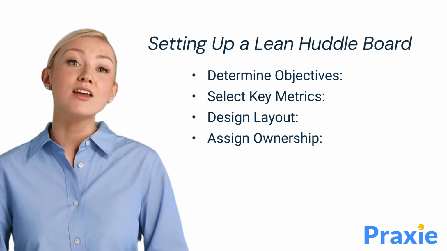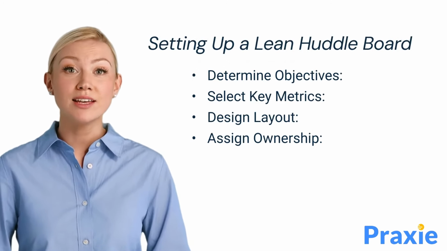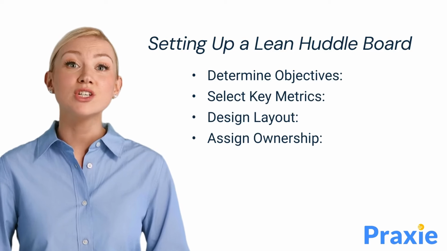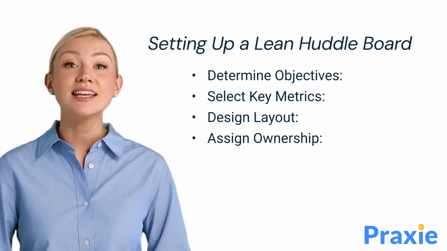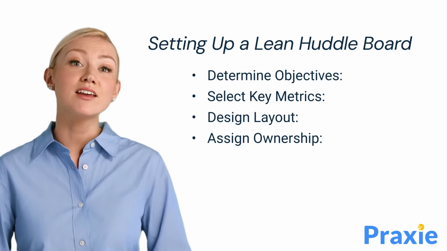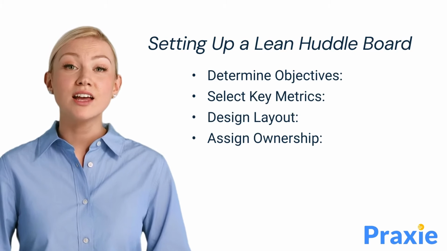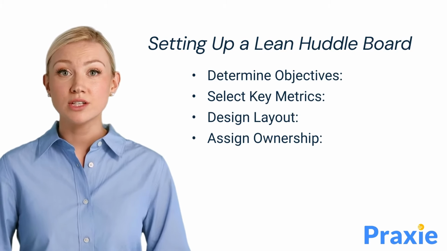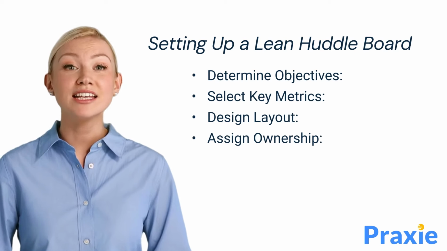Setting up an effective huddle board involves choosing the right components and organizing them in a way that supports your team's needs. Determine objectives. What do you want to achieve with the board? Select key metrics. Choose metrics that are relevant to your goals. Design layout. Arrange components logically for easy use. Assign ownership. Ensure accountability for each section.